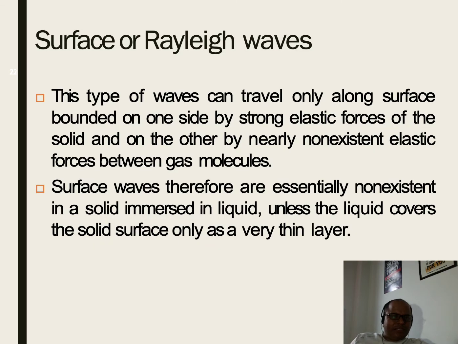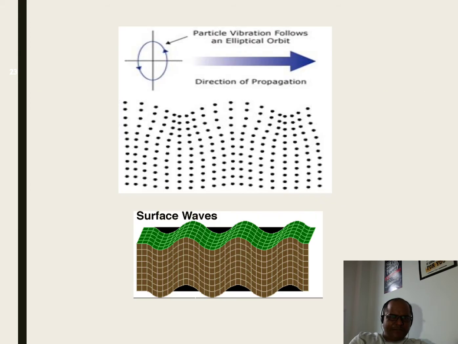Okay. Surface or Rayleigh waves. This type of wave can travel only along the surface, bounded on one side by the strong elastic forces of the solid and on the other by the nearly non-existent elastic forces between the gas molecules. Surface waves are therefore essentially non-existent in a solid immersed in a liquid, unless the liquid covers the solid surface only as a very thin layer. Here you can see the surface waves.